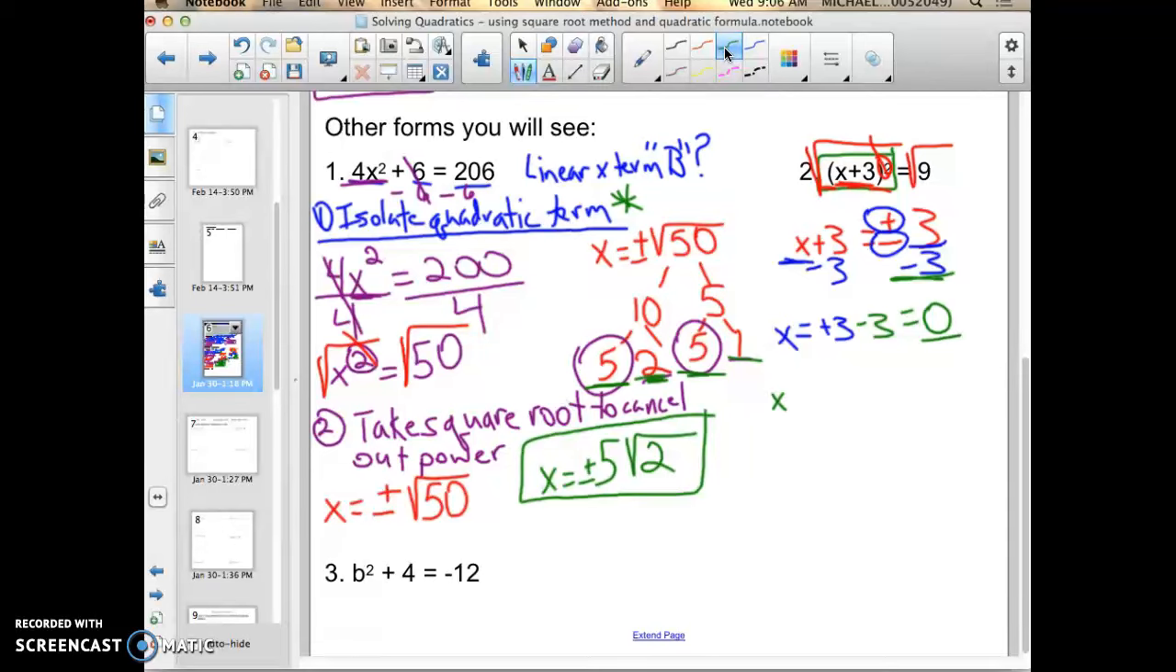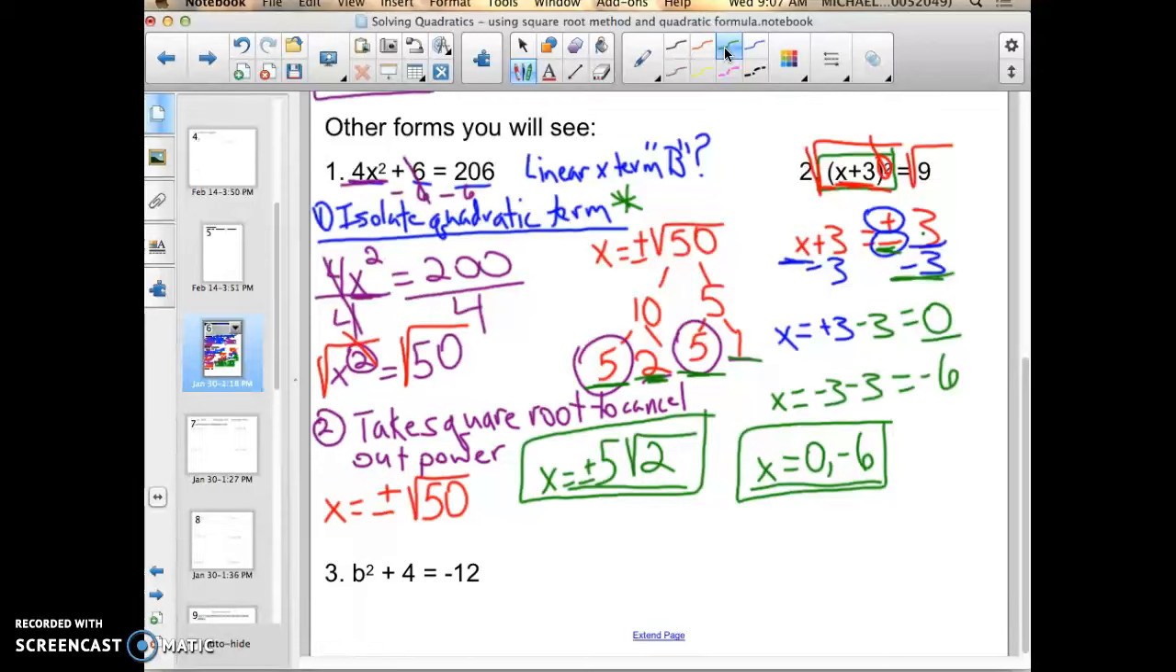And then I have to do the negative version right here, the negative version of this 3. So I do negative 3 minus 3. And in that case, negative 3 minus 3 is a negative 6. So my 2 solutions, my final answer, are 0 and negative 6. If you remember, whenever solving quadratic functions, you should always get 2 answers. I got 2 answers over here, plus and minus 5 root 2, and I got 2 answers over here, 0 and negative 6.